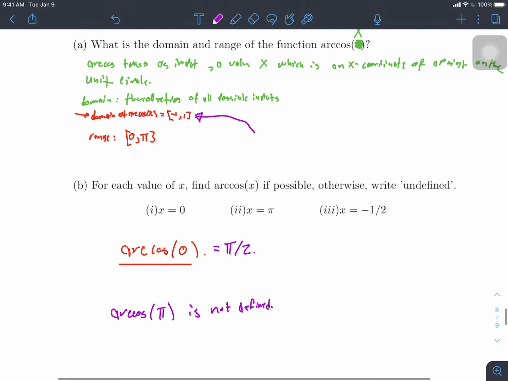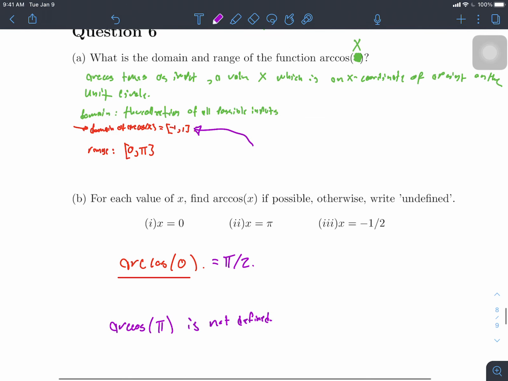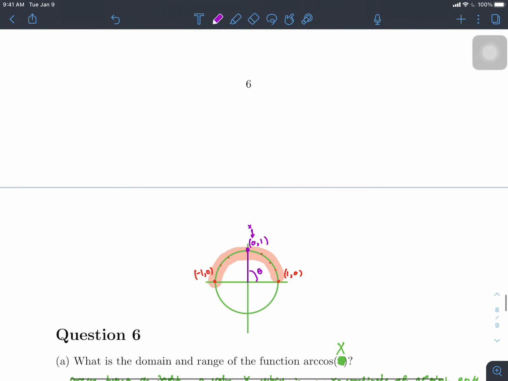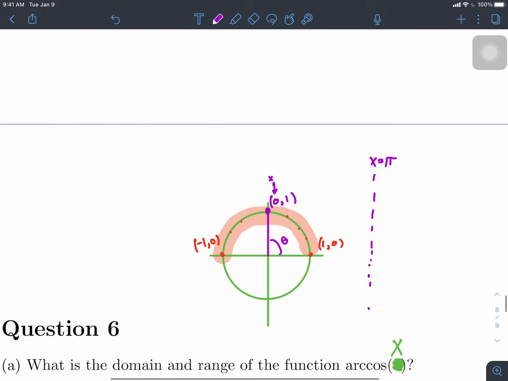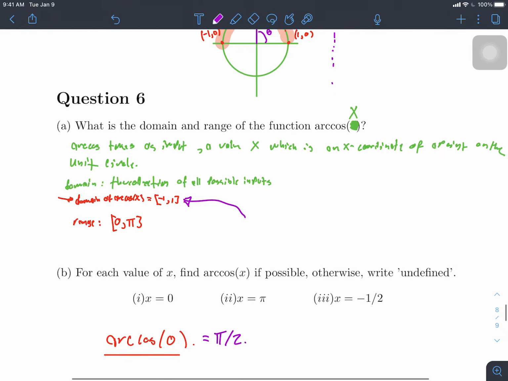It's like asking, which angle on the unit circle points at a point on the unit circle with x value pi? Well, if we had x value pi, that would be somewhere way over here. And there are no points on the unit circle which have x value that far out. It's too far away. So the question doesn't make sense.